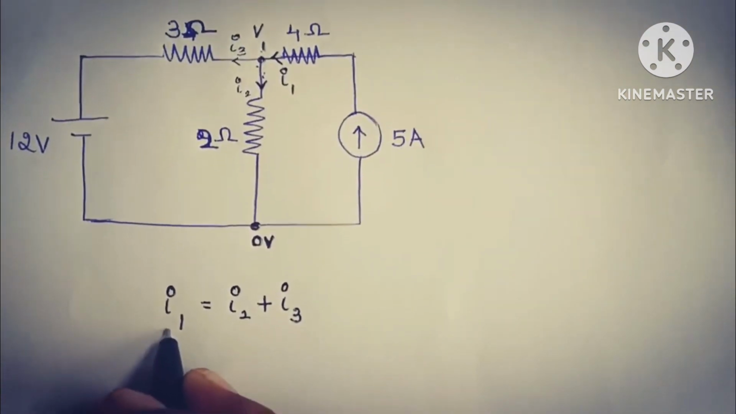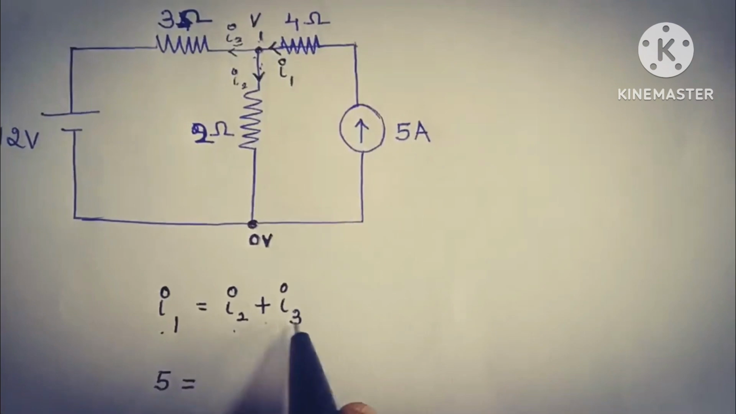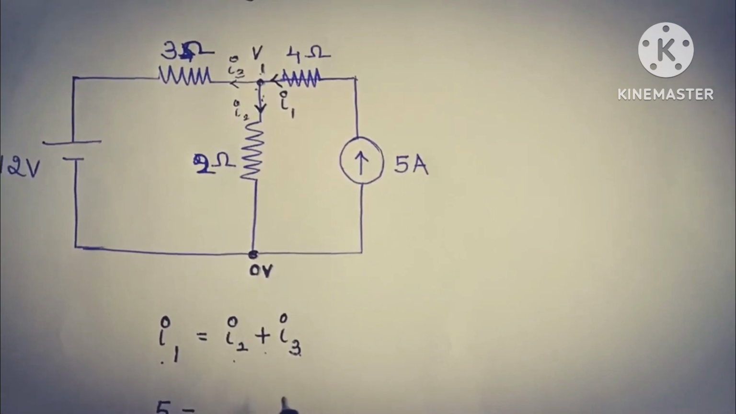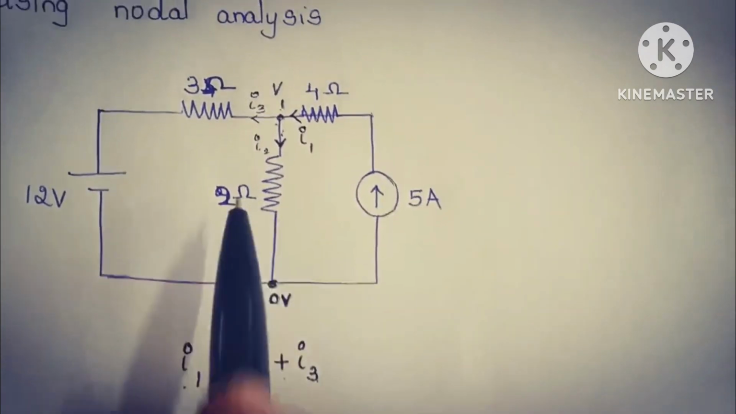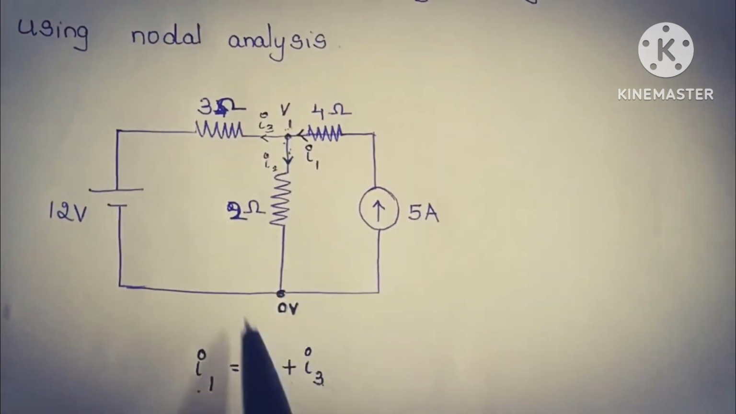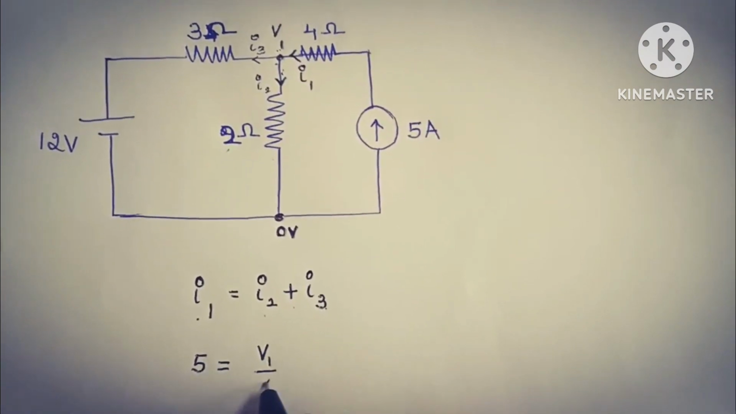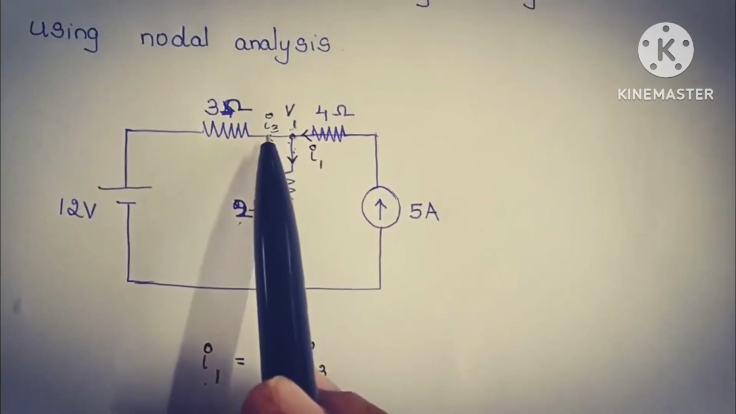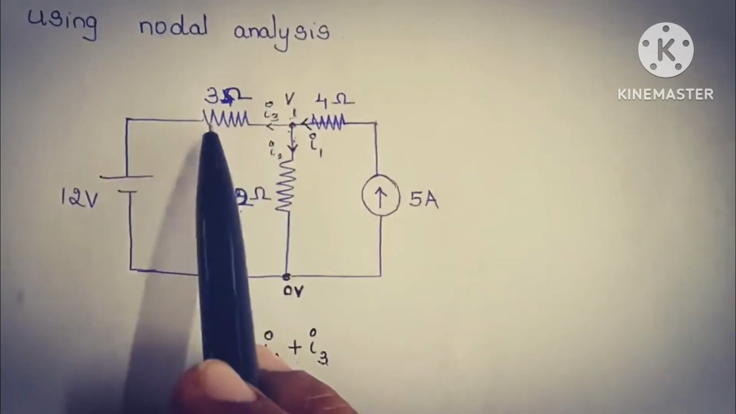Therefore, I1 is directly given as 5 amperes. So 5 is equal to I2 plus I3. As the values of the currents are not given, we are going to write the equation of current as I is equal to V by R. So what is the I2 current? The voltage at I2 is V1 and the resistance is 2 ohms. Therefore, we are going to write it as V1 by 2 plus I3. The voltage at node 3 is V1 and the resistance is 3 ohms.